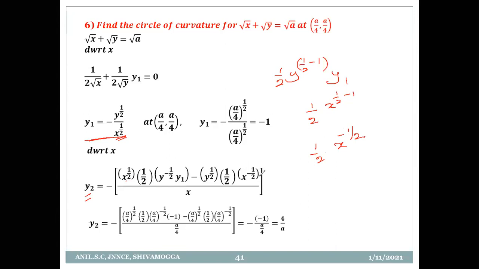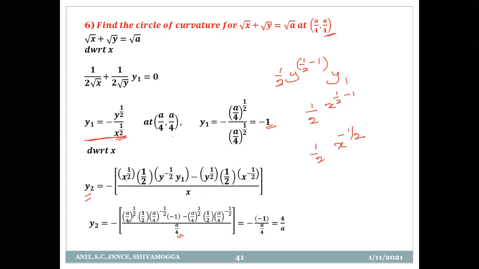Substitute x is equal to a by 4, y is equal to a by 4. These two derivatives are required at this point. Substitute. Keep this minus sign outside. x is a by 4 power 1 by 2 into 1 by 2 y power minus 1 by 2, where y is a by 4 whole power minus 1 by 2, into y1, which is minus 1. Then y power 1 by 2, a by 4 power 1 by 2, into half, as it is x power minus 1 by 2, where x is a by 4 whole power minus 1 by 2, all divided by x, and x is a by 4.